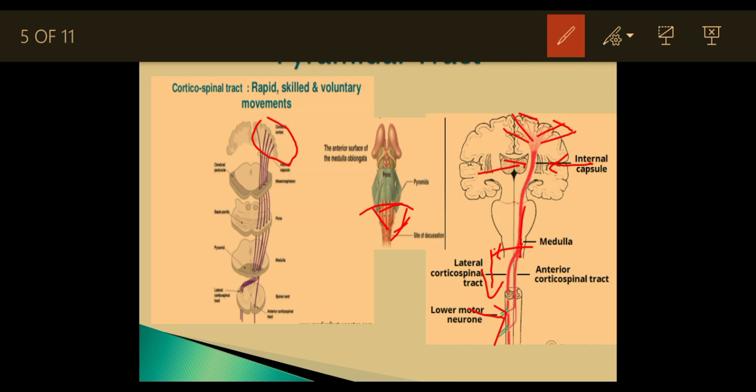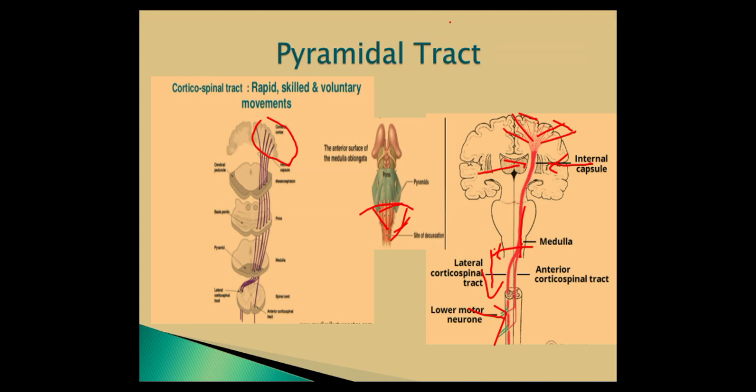So that is about the pyramidal tract: the lateral corticospinal tract and the anterior corticospinal tract. 80% of the fibers form the lateral corticospinal tract, and 20% of the pyramidal tract fibers form the anterior corticospinal tract, which regulate the rapid, skilled and voluntary movements of the body. So that is about the pyramidal tract.